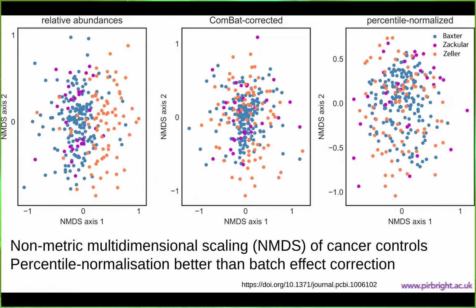There are different correction methods to adjust for these batch effects. And what we can see is that ComBat correction is good, in that the groups are closer together, but percentile normalization is a more effective method in terms of the spread of these particular spots on this plot.